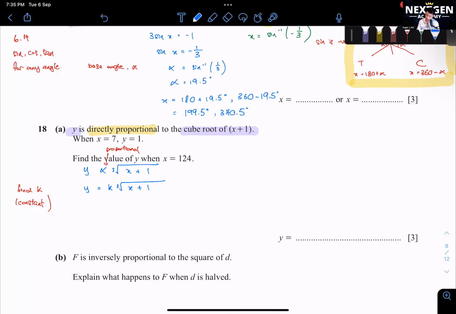How to find your k value? You sub in x equals 7 and y equals 1 into the equation. So 1 equals k times cube root of 7 plus 1. So k times cube root of 8, which is 2k equals 1. Therefore, k equals 1 over 2. So I got my equation, which is y equals 1 over 2 times the cube root of x plus 1.